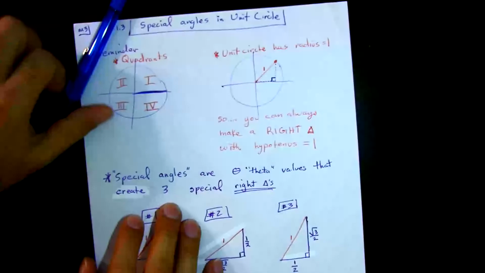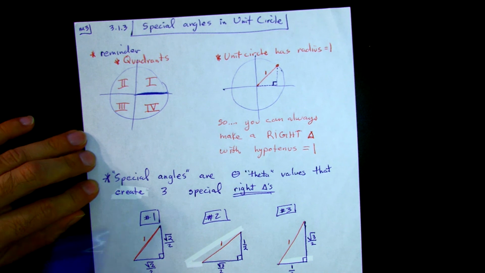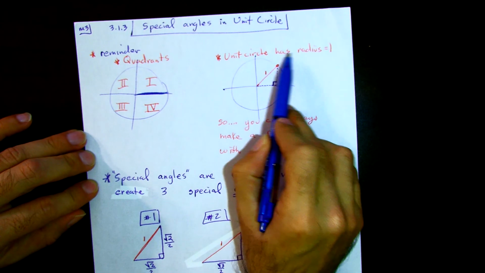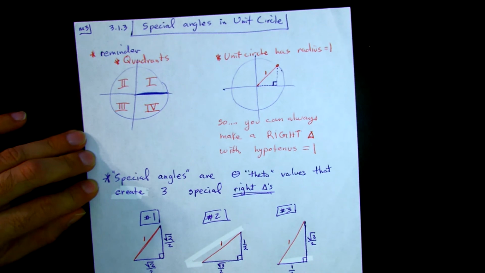Okay. So the important thing for today is that the unit circle has a radius of 1. Remember that. That's the main thing. Everything comes from the radius being 1. We're going to go pretty far into trigonometry starting next week. So we want to be really familiar with how the unit circle works.